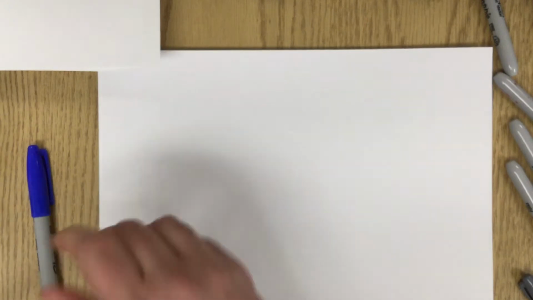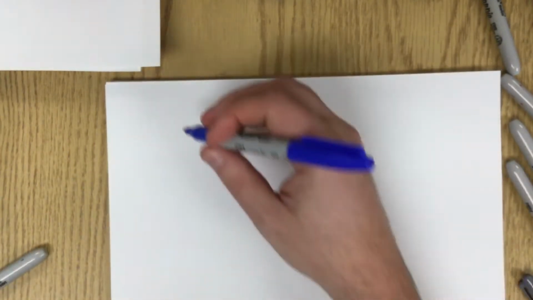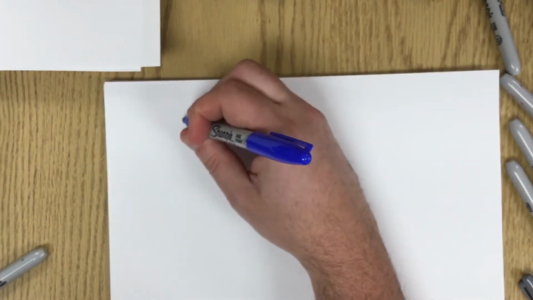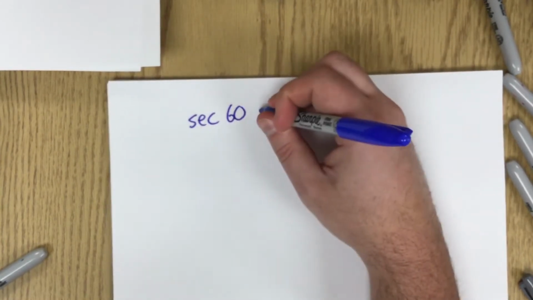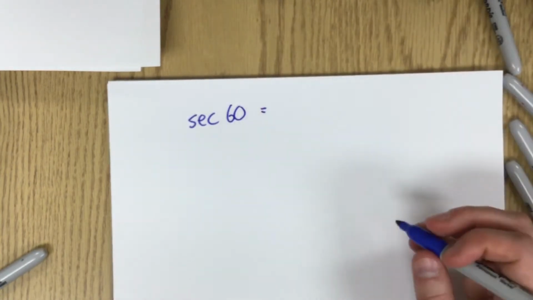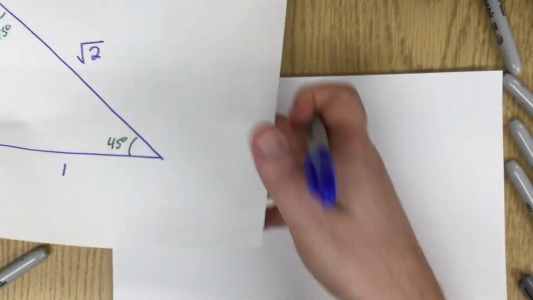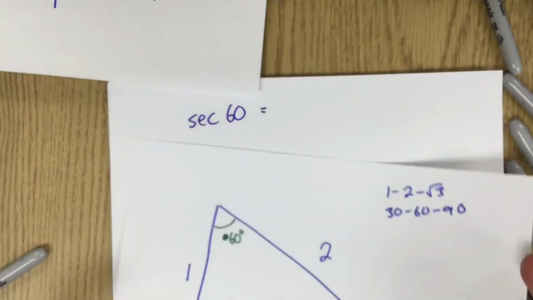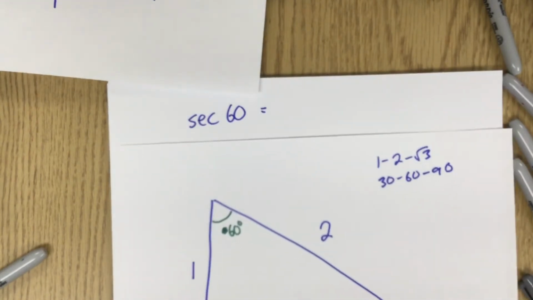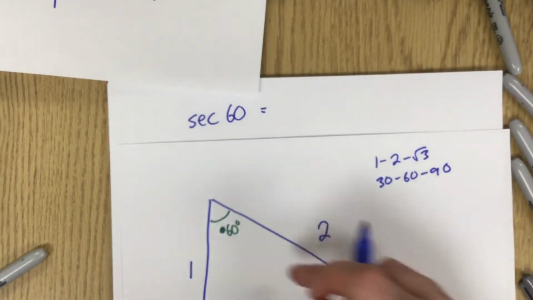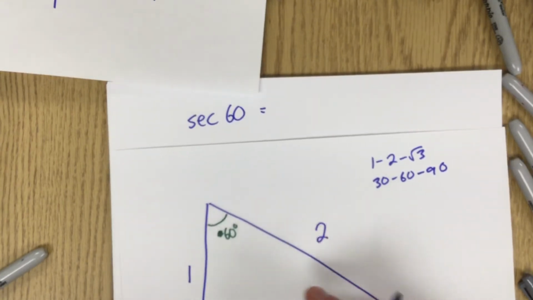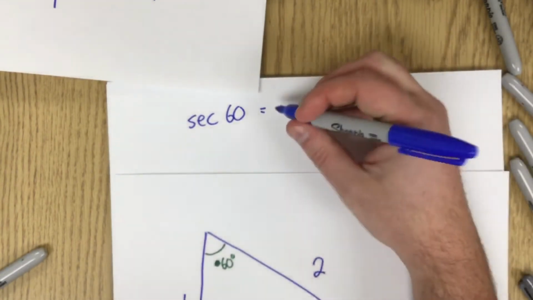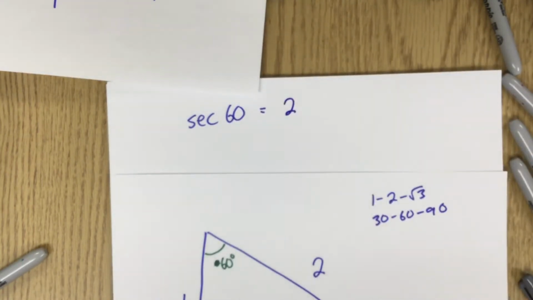Okay. We could also do exact reciprocal ratios. So for example, what is the secant of 60? Well, there are two ways of doing this. One, you could kind of do it in your head. The cosine of 60 is 1 over 2, but the secant is the reciprocal of that, so the secant of 60 is just going to be 2.